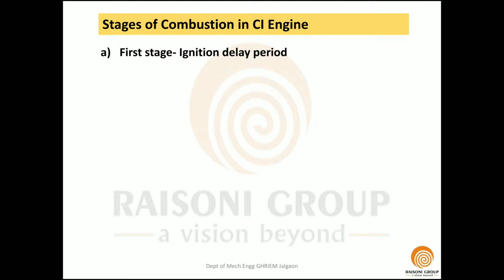The first stage is the ignition delay period. It is the process from point A to B. So what happens during this stage? During this stage, there is no noticeable deviation of the pressure diagram from the pure air compression curve. The process that takes place during the ignition delay can be divided into the following physical and chemical processes.